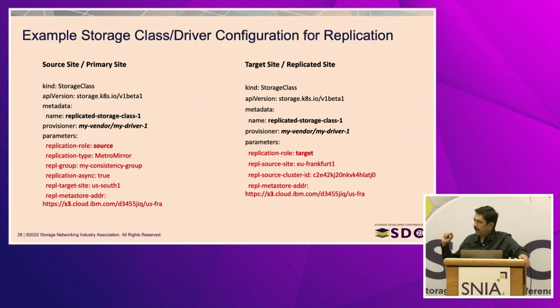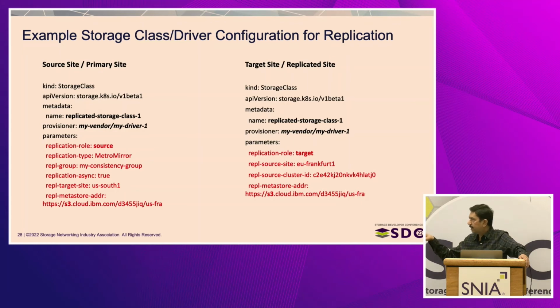On the source side, we actually tell what is the replication role of the driver. In this case, let's call it source. What is the replication type? So this will actually tell, metro mirror and any properties of that replication. If there is a consistency group, we also tell what consistency group it is going to use. And then what is going to be the target? So we are telling the target is your south one, which is probably this one. And then there is something called metastore address, which is actually an object store, which will store this kind of mapping.